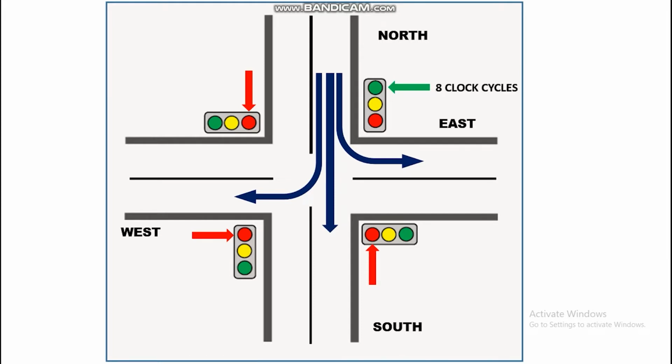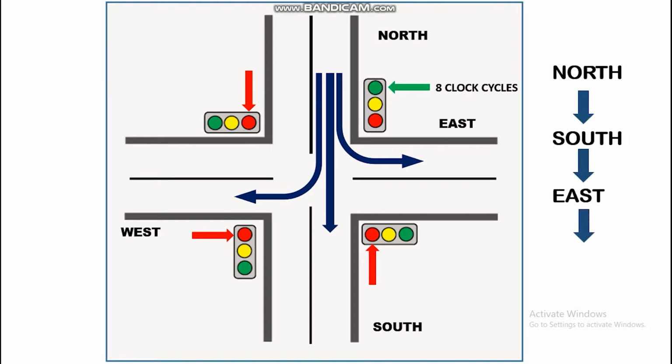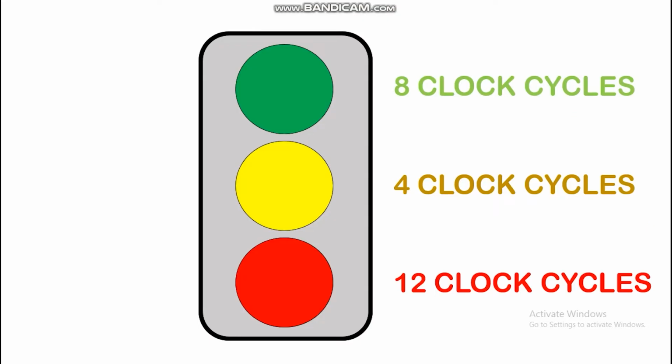After the north side, cars from south, east and west will follow the same process and then it will return to north again. Now come to the yellow light. Yellow light will be on for 4 clock cycles when the light switch from green to red and vice versa.